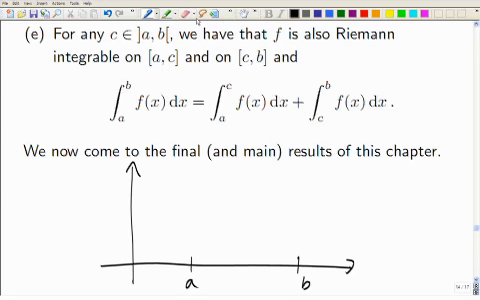Oh, sorry, I've run out of room. I want a, b, and c. Oh, no, that's okay. I want c in between a and b for some reason. So this is your function f defined on a, b, and c is somewhere in between.